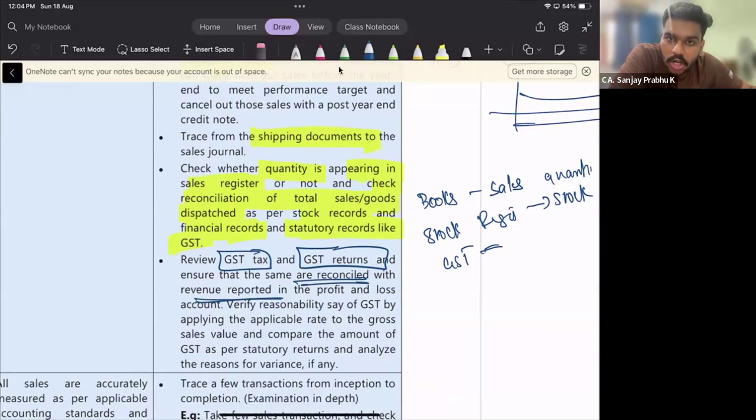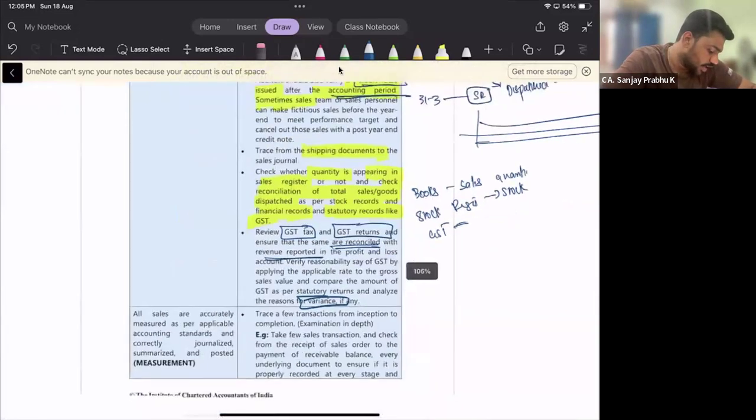P&L account എത്ര റവന്യൂ ആണോ റെക്കോർഡ് ചെയ്തിട്ടുള്ളത് അത് തന്നെയാണ് GSTRന്റെ 3B-നകത്തും റെക്കോർഡ് ചെയ്തിട്ടുള്ളത്. ഓഡിറ്റർ എന്ത് ചെയ്യണം? ചെക്ക് ചെയ്യണം. If there is any variance, if there is any difference, auditor should inquire for the reasons.